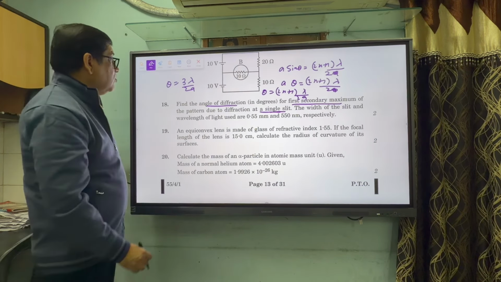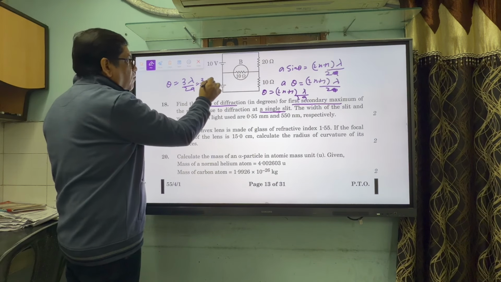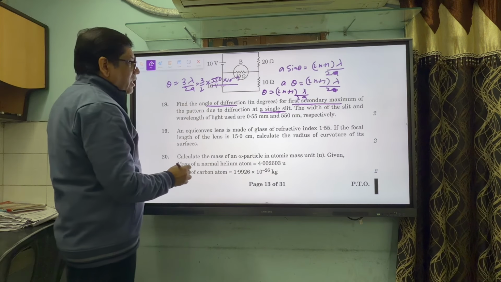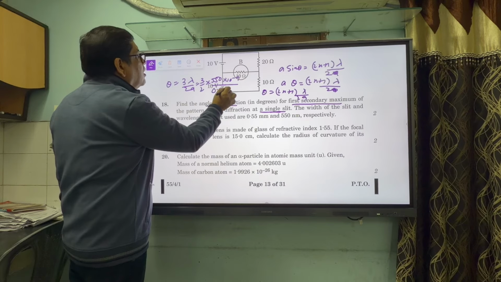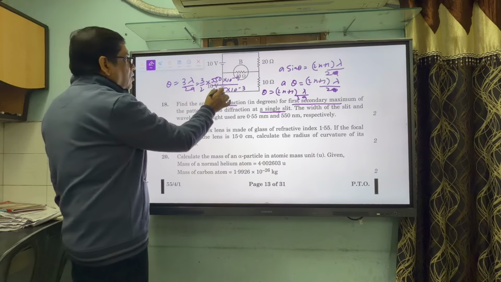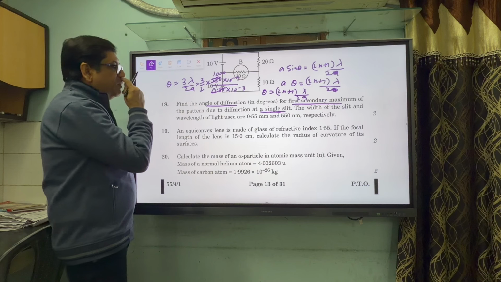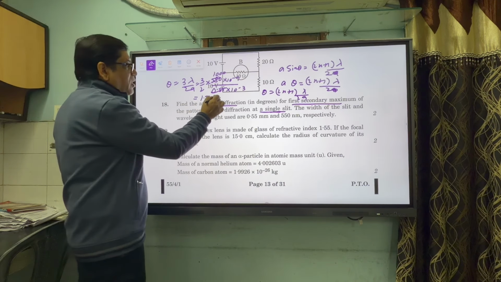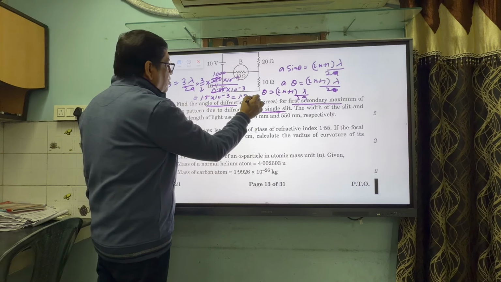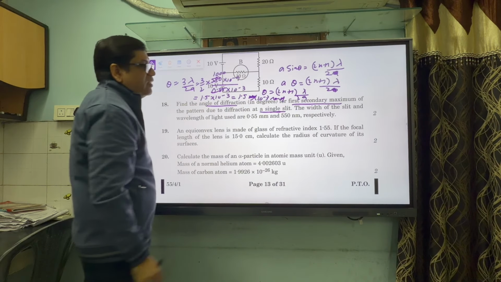Now put the values. What is lambda? It is 550 nanometer, 3 by 2 into 550 into 10 to the minus 9, and what is a? 0.55 into 10 to the minus 3. So you should solve this. On cutting, this will become 1000, and this also becomes 1000. So 1.5 into 10 to the minus 3, or approximately 1.5 millimeter. So 1.5 into 10 to the minus 3 radian will be the answer.